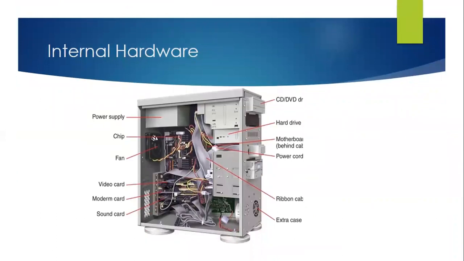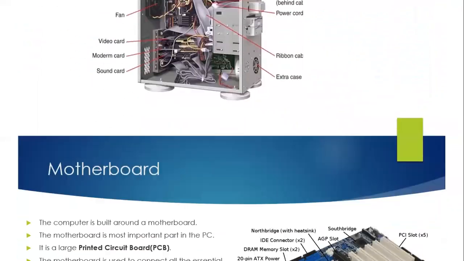Internal hardware of a computer. A computer has a lot of parts like CD, DVD drive, hard disk, motherboard, power cord, ribbon cable, extra case, sound card, modem card, video card, fan, chip, and power supply.